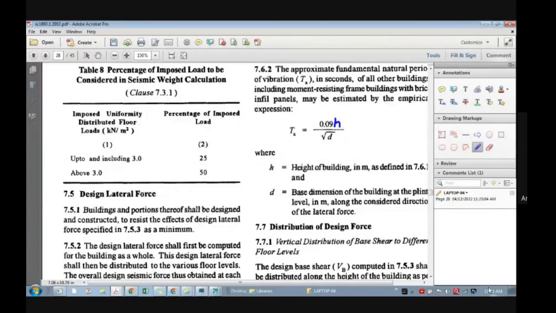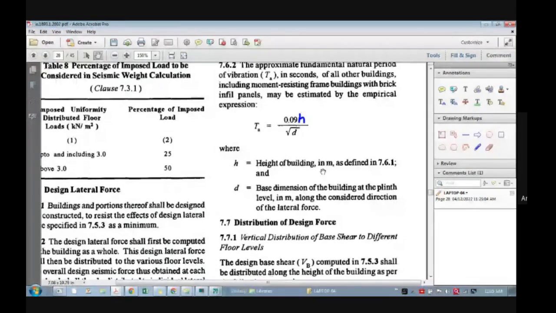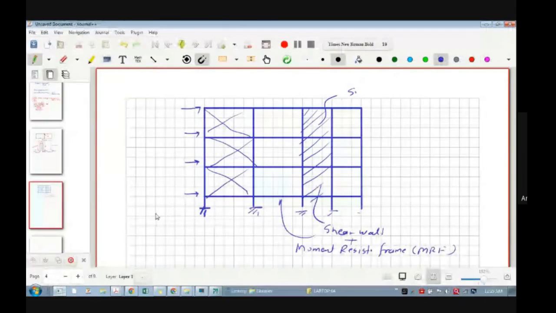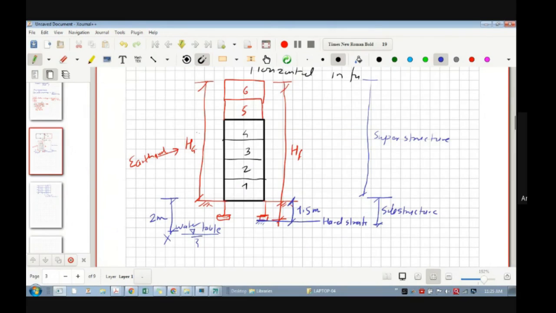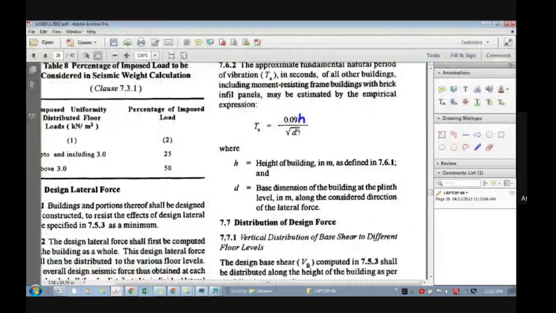So what is the height of the building? Now this height is whatever I told you previously. What was that height? Above the ground level. So this is my height, this one, above the ground level. So in this calculation, for H you will put that height. And there is the base dimension of the building at plinth level.